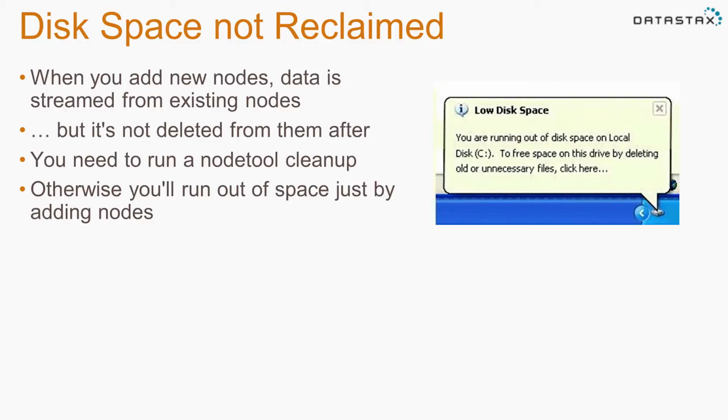Another issue you might see is you've added new nodes to the cluster, so Cassandra will automatically reshuffle the data and share ownership. But what you can see is that the data is being streamed from the old nodes to the new nodes, yet you don't see the disk getting less full. It's still just as full as it was before. Actually, it's not deleted, that data is still there. So if you're adding new nodes to the cluster, make sure you run nodetool cleanup.